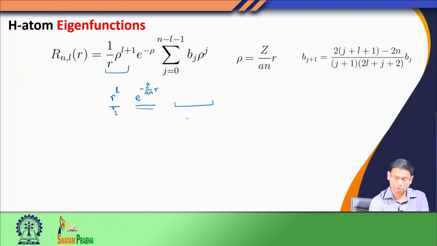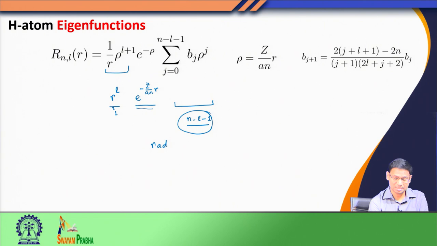But I have the order of polynomial here as n minus l minus 1, and then when I solve these polynomials, I would find actually n minus l minus 1 number of roots for this. That means at n minus l minus 1 number of places, this polynomial will become 0, and when this polynomial becomes 0, the radial part of the wave function will also become 0, and then I will get a node, and these nodes will be called radial nodes.